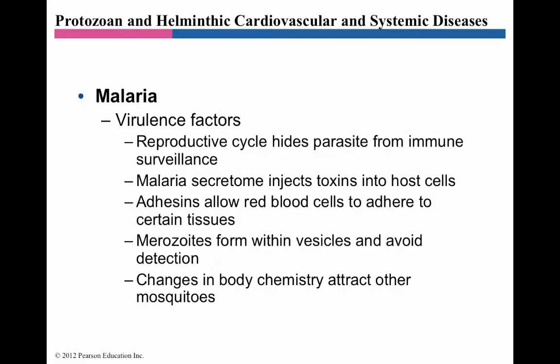We did talk about lots of virulence factors. We said that the reproductive cycle, with it being so complex, was a virulence factor. We said that malaria had a secretome. Remember, there were like 300 to 400 proteins that were injected into the red blood cells that would cause the red blood cells to sort of remodel. Remember, it made the red blood cells more suitable for the malaria parasite to grow and reproduce, and caused the red blood cells to stop circulating and adhere to certain tissues, causing clots and things.